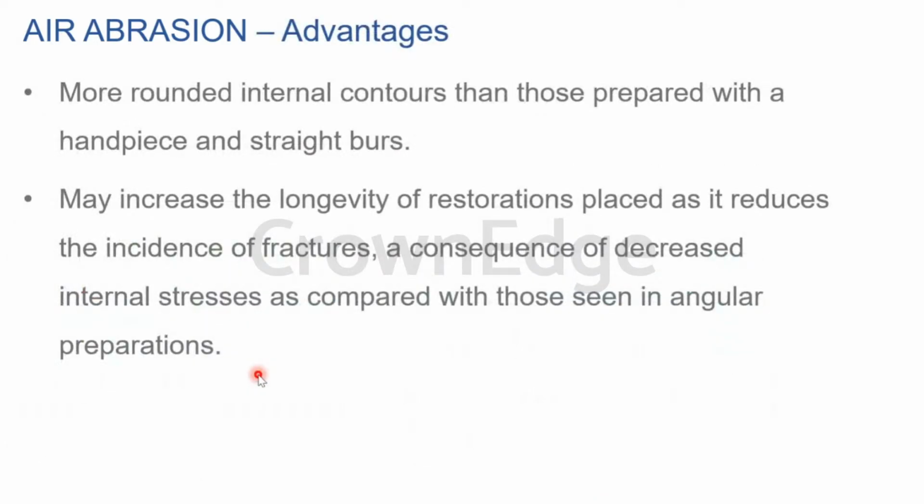So the advantage is you are creating something which is smoother, more rounded. There are internal contours which do not have any sharp line angles. A more rounded kind of preparation is gained using air abrasive units. This helps in bonding of our ceramics and composite more predictably with a higher successful treatment outcome. It also increases the longevity of the restorations, because once you create something more rounded, you have a lesser incidence of fractures, and as a consequence decreased internal stresses are seen, unlike in angular preparations.